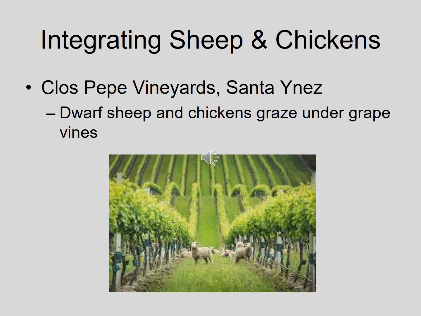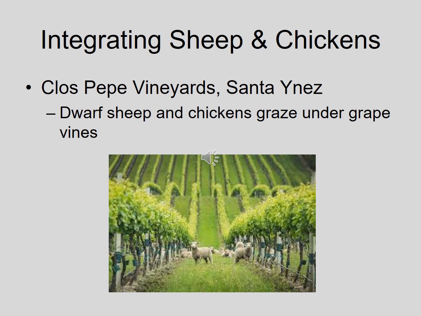And this is a local example of integrating two different kinds of animals into a human food production system too, if you call wine food. But Clopepe Vineyards in Santa Ynez has these dwarf sheep and chickens that roam freely. They're free-ranging under the vineyard vines. And these vines are pruned up a little higher than normal, so when the grapes hang down, the sheep can't get to them, nor can the chickens, but the chickens will sanitize the soil and the plants that they can reach, meaning they're getting rid of all the pests.